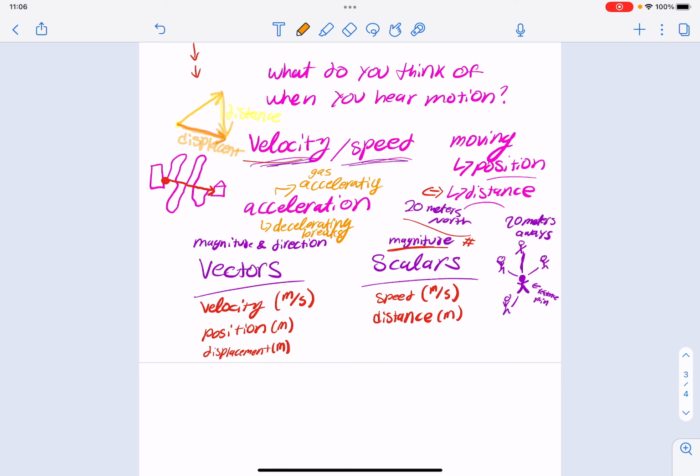Now, this is actually not true. In both of these cases, you are accelerating. The only difference is negative acceleration and positive acceleration. So in both of these, you are actually accelerating. The only thing that changes is the direction in which you accelerate.